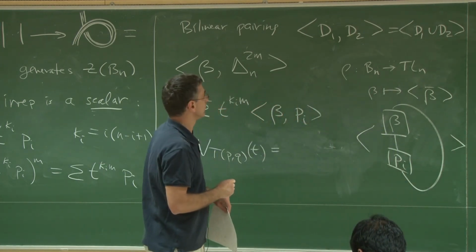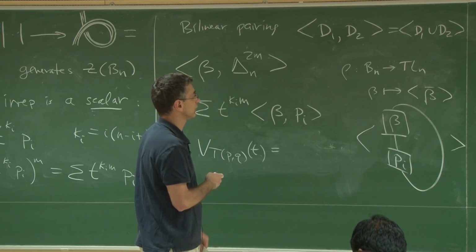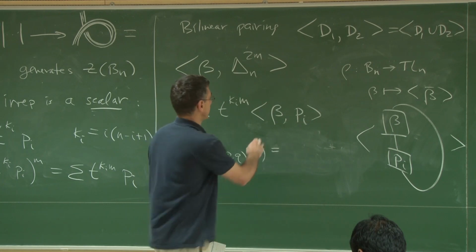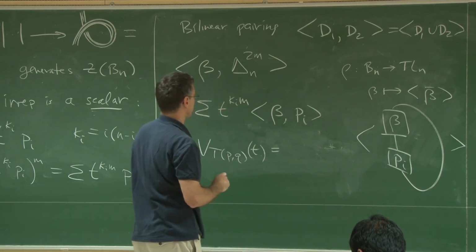So is it just like beta bar union p_i bar? Yeah, you can do that. Yes, that's what this pairing is. This is like the basic pairing.